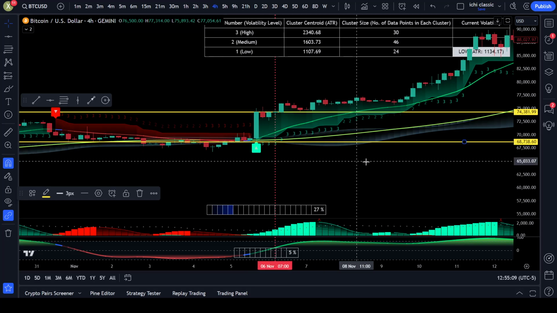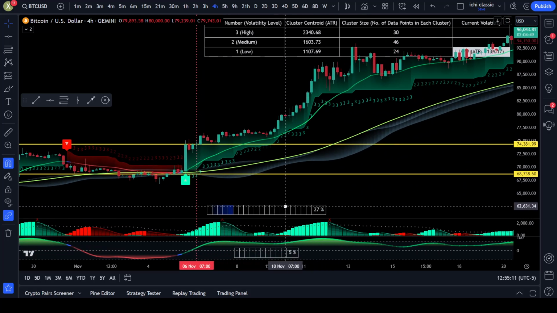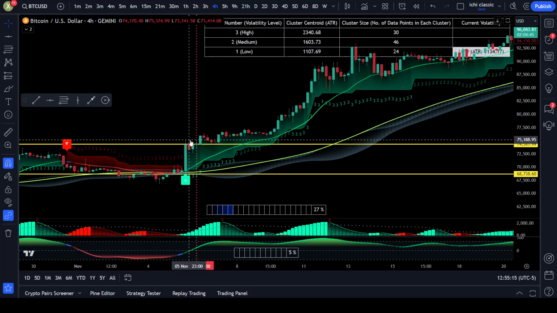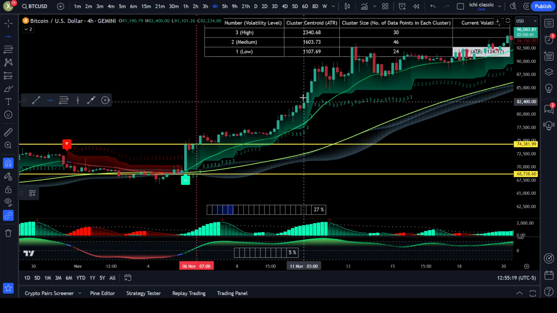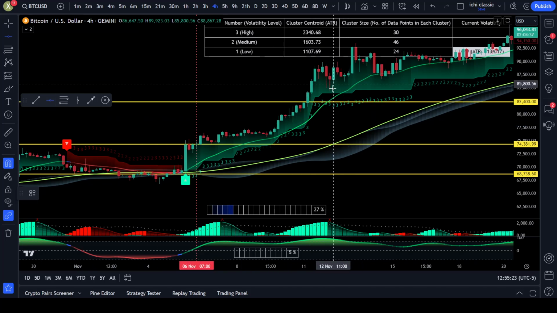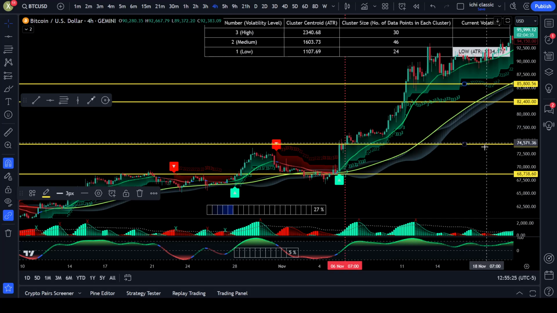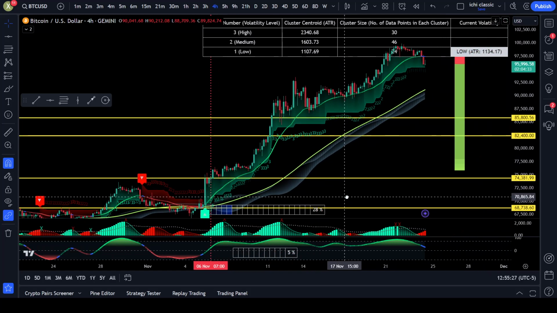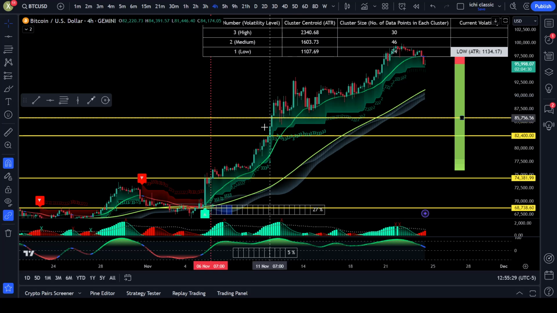Sometimes I put it on the bottom. And the take profit is a 1.5 or 2. So if you go 1.5, it's somewhere here. If you go 2, it's somewhere here, right? And the trade would be definitely successful.